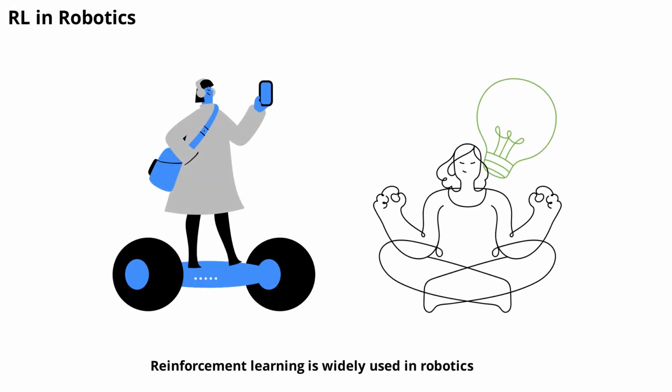Reinforcement learning is widely used in robotics, where agents must learn to control physical systems. Robots use RL to learn tasks like walking, grasping objects, or navigating environments. By learning from trial and error, robots can adapt to new situations and improve their performance over time. RL enables robots to operate in dynamic and unpredictable environments, making them more flexible and capable.